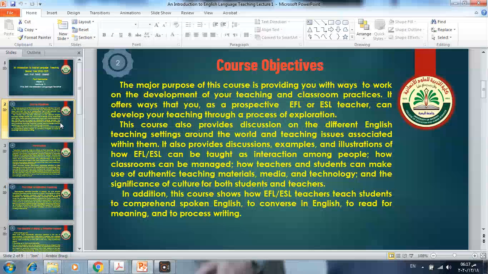Within the passage of the course, you will be introduced to certain discussions and examples taken from different EFL settings, English foreign language settings, and how we can teach English as interaction among the students whom we are teaching, and how we can manage classrooms. Okay, how can we direct classrooms, and how can we manage the students inside the classroom. So the management of activities, the management of the students inside the classroom, and how we as teachers and our learners use authentic teaching materials.